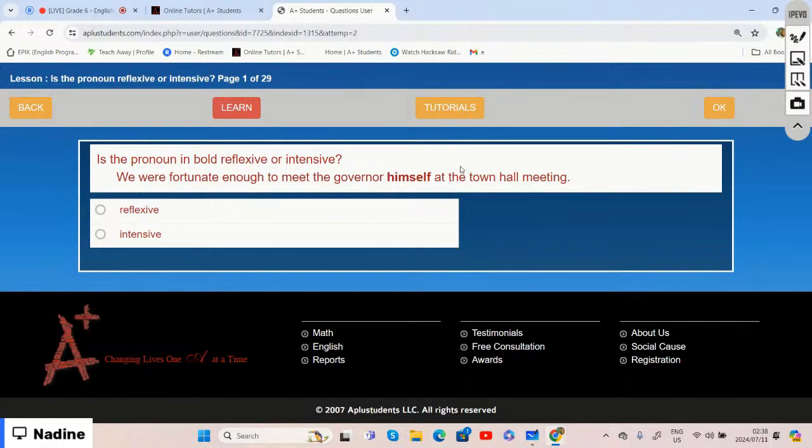It says we were fortunate enough to meet the governor himself at the town hall meeting. So we were fortunate enough to meet the governor himself at the town hall meeting. We need to say if that is a reflexive pronoun, himself, or if it's an intensive pronoun.